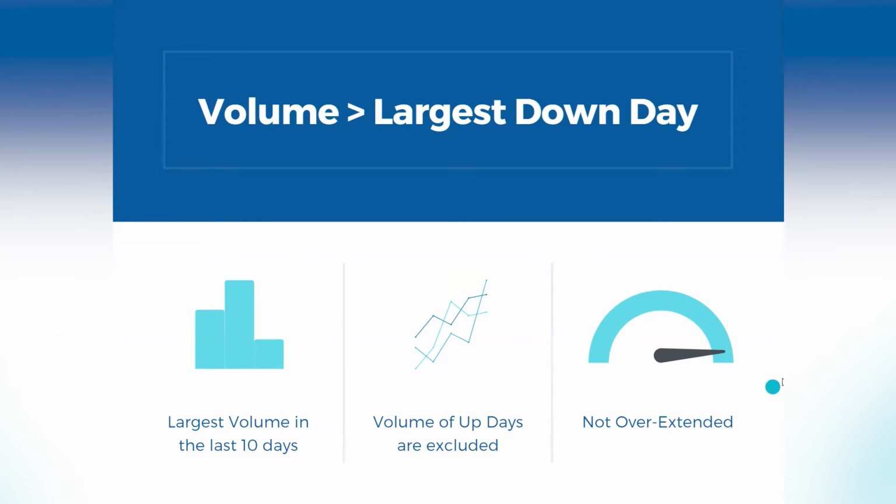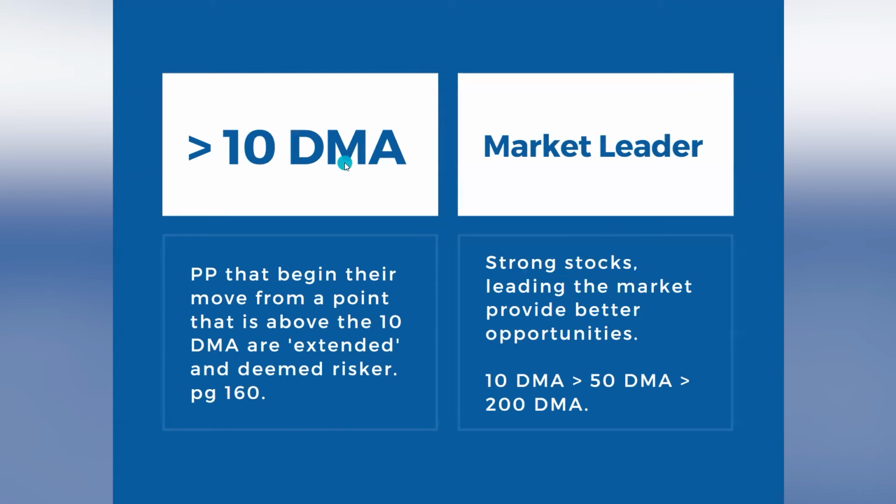You also don't want it to be overextended, and that's where we come over to have a look at the 10-day moving average. So pocket pivots that begin their move from a point that is above the 10-day moving average are deemed as extended and have higher risk. That's from page 160 of the book that we're looking at here, Trading in the Cockpit. We'll look at the 10-day moving average, and we've got an example of an exception to see how that may work. But that overarching rule, you want what the book states in CANSLIM, Stan Weinstein, Thomas Bulkowski, and Jesse Livermore from 100 years ago.